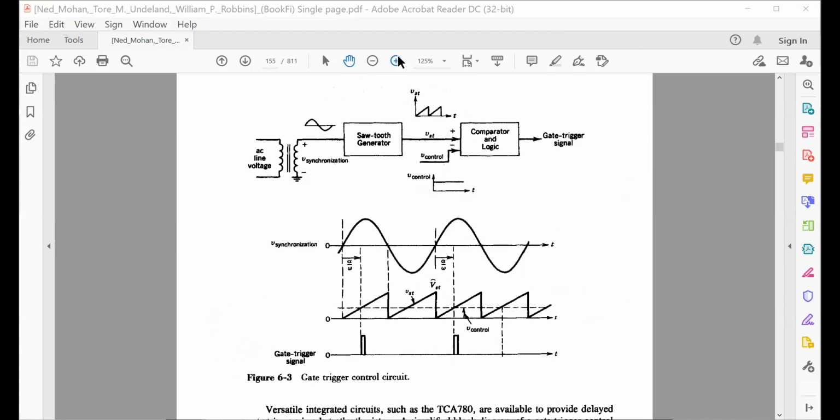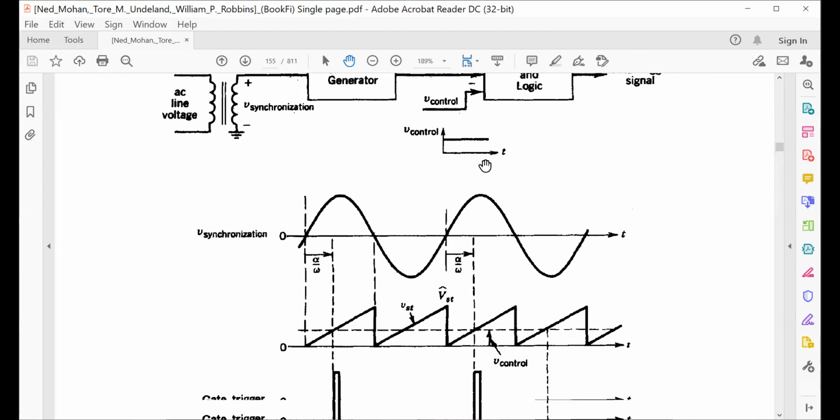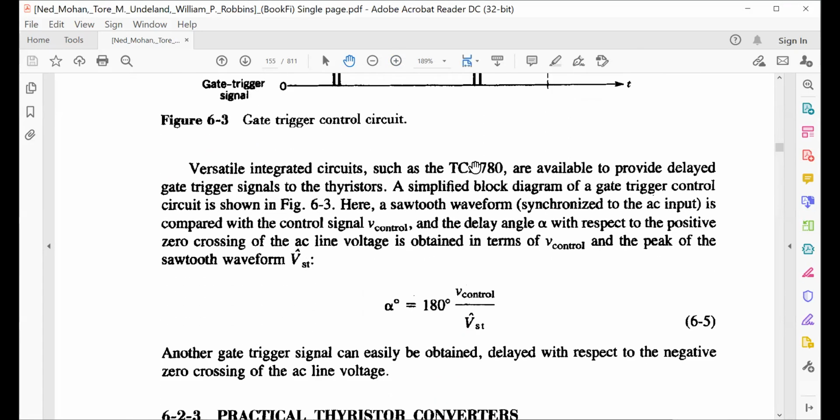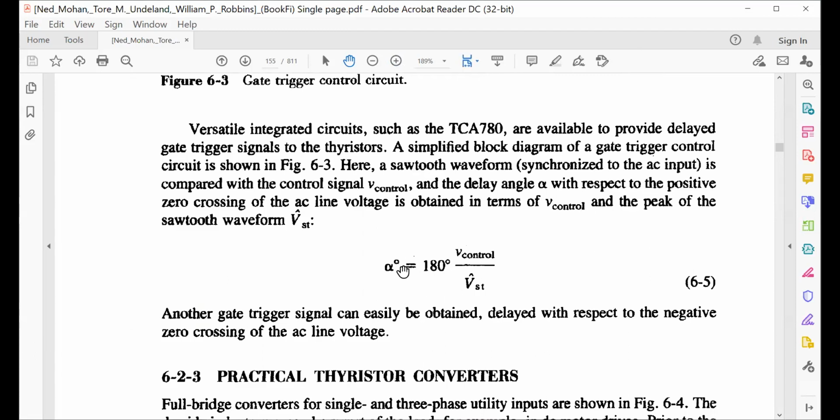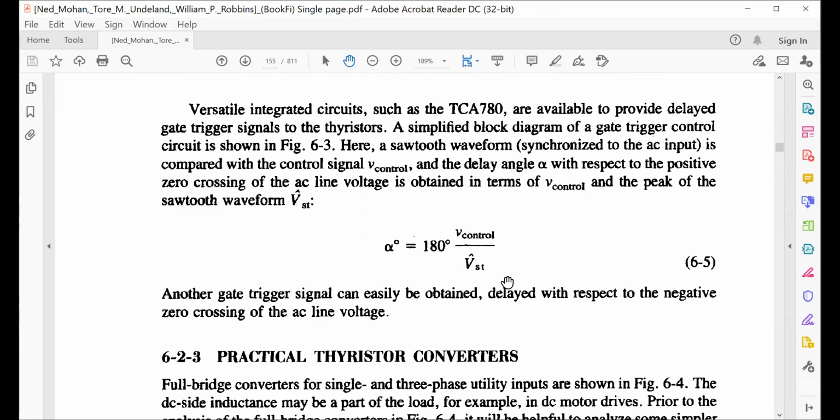Let me make it a little bigger. Okay. So you can read it, and then they are mentioning what will be the alpha. This is the equation. Suppose your V hat sawtooth is 15, and if V control is say 7.5, then alpha will be 90 degrees. You got my point or not?